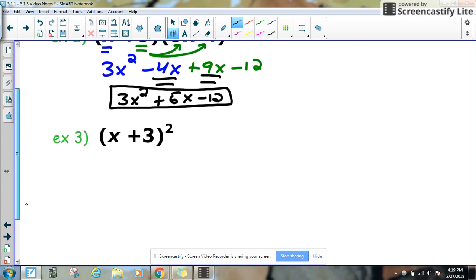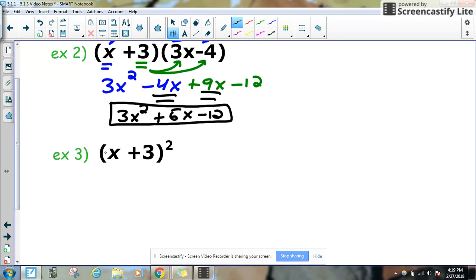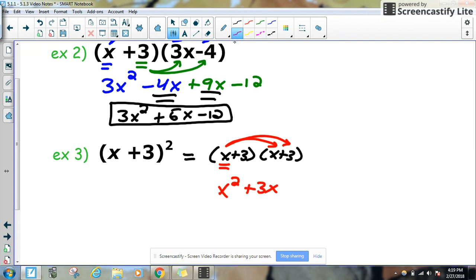Here's another one. This one says x plus 3, in parentheses, being squared. And what that means is it wants you to take the x plus 3 polynomial and multiply it by itself. So we have to use the distributive property. So we start here, we go 1 distribution, 2 distributions. So x times x is x to the second. X times 3 is 3x. And then we have to do another set of distributions. 1 distribution, 2 distributions. So plus 3 times x makes 3x, and 3 times 3 makes 9.